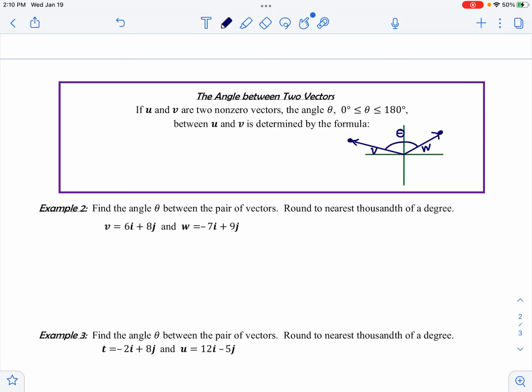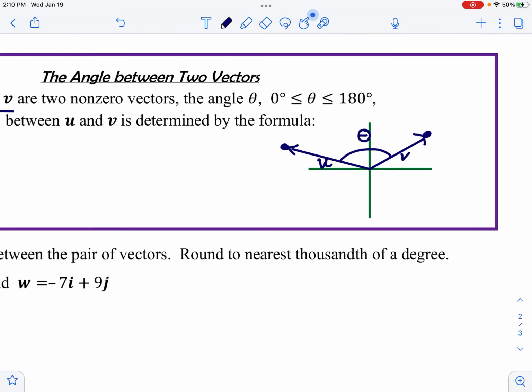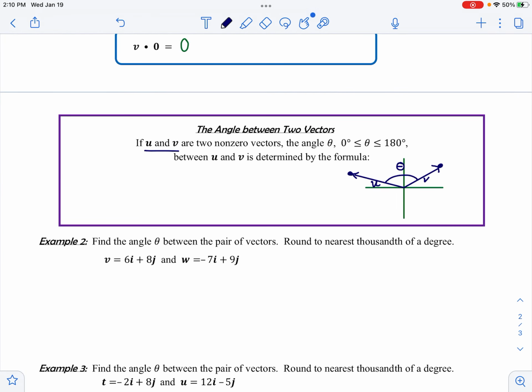So what you would do to find that, and I can use any letter, you can use u and v, you can use v and w, it doesn't matter. Let's make this a u, and that's a v. So if u and v are two non-zero vectors, and you want to find the angle in between them, here's the formula that you would use.